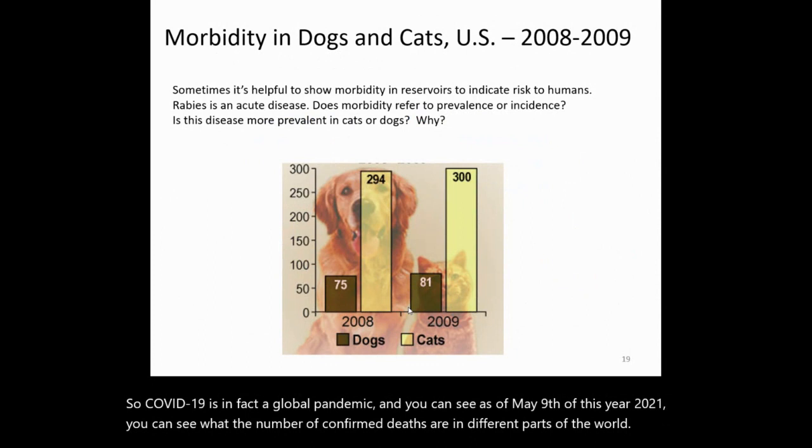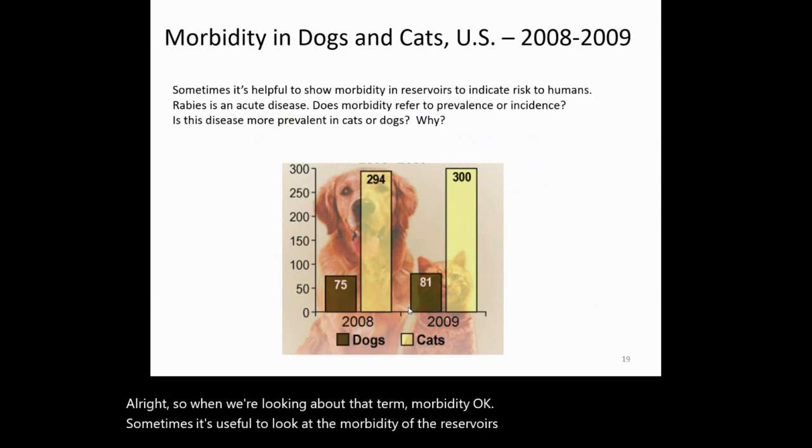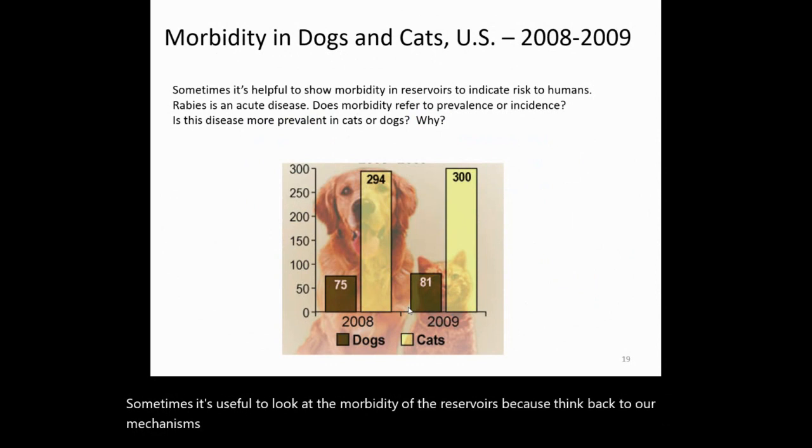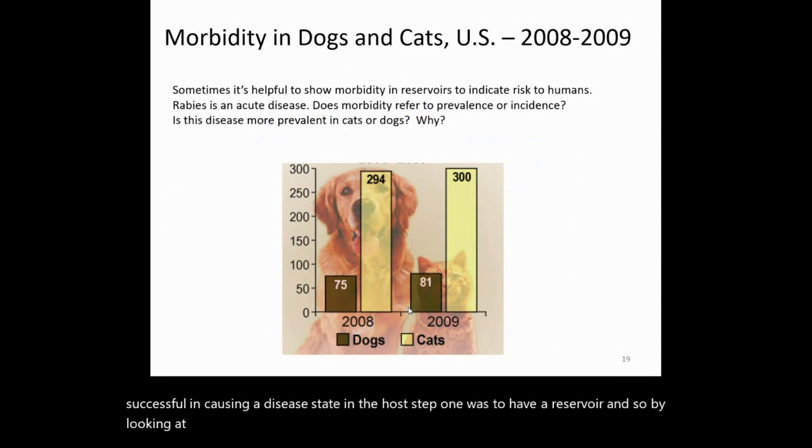All right, so when we're looking back to that term morbidity, sometimes it's useful to look at the morbidity of the reservoirs, because think back to our mechanisms of pathogenesis and those 7 steps that the pathogen must take to be successful in causing a diseased state in the host. Step 1 was to have a reservoir. And so by looking at the reservoir and what's going on there, we can use that as kind of an indicator to the risk level for humans.